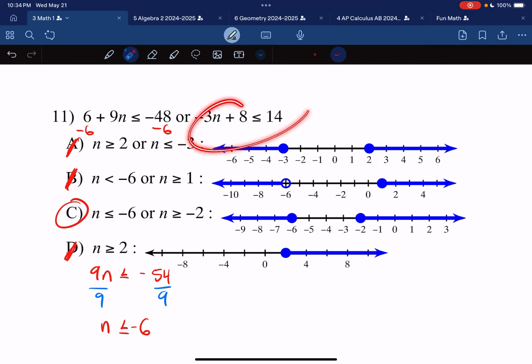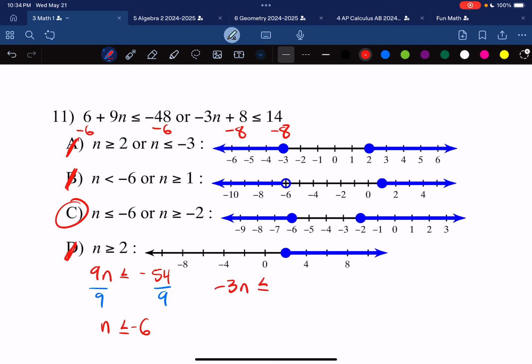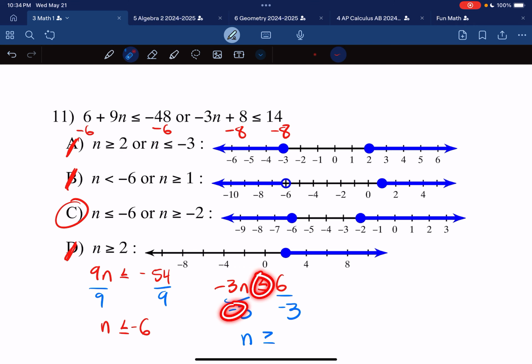I can check this one as well if I wanted to, just to show you how to do math. I will do that. Let's go ahead and subtract 8. I'm going to get -3n is less than or equal to 6. Then from there, I'm going to divide by -3, and n is going to be greater than or equal to, again, this sign flips because we divide by a negative, and I have a -2. And hey, that's exactly what we had for option C.